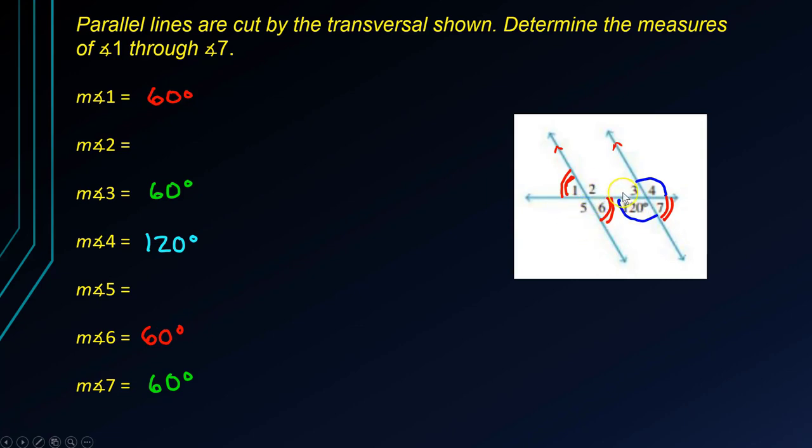In a very similar way to what I did for angles 3 and 7 down here, angles 2 and 5 are each supplementary to a 60-degree angle. If they're supplementary to a 60-degree angle, each one of them has to be 120 degrees. And so that's how I know the measurement of those angles is 120 degrees.